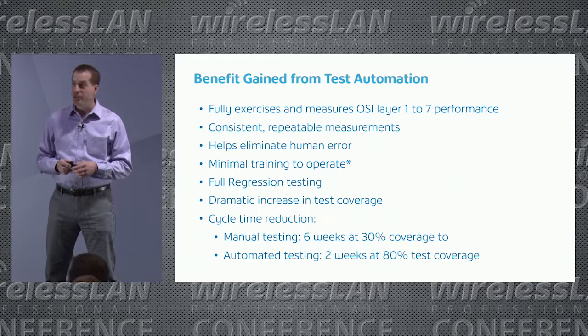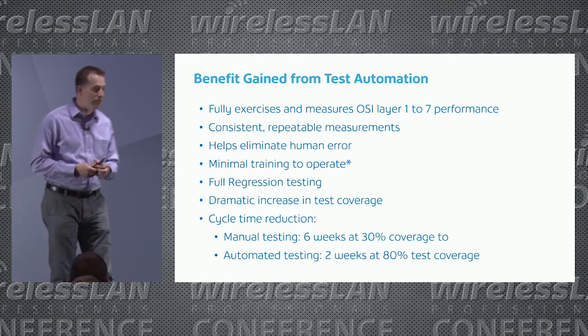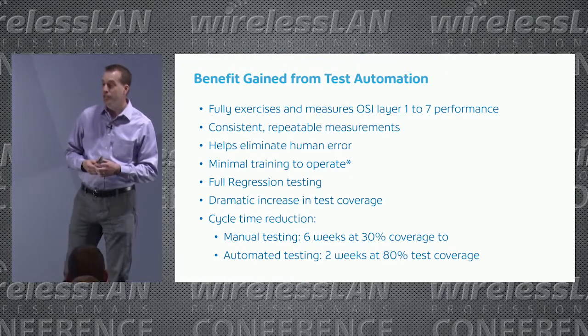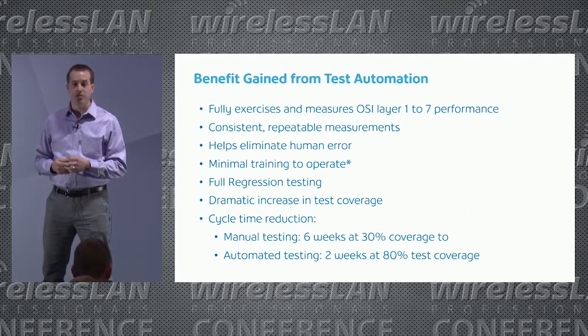You'll have time to do full regression testing. You can expect a dramatic increase in your test coverage because of it. And we saw a significant decrease in our cycle time. What used to take us around 6 weeks with 30% test coverage through manual testing now takes us around 2 weeks with 80% test coverage through automation.